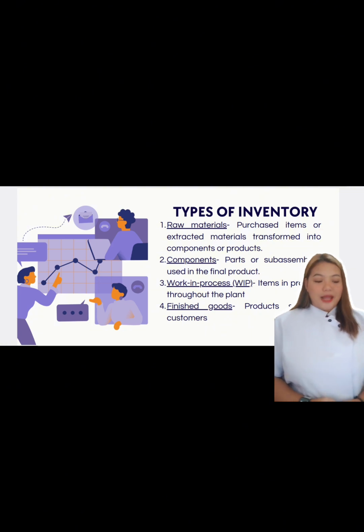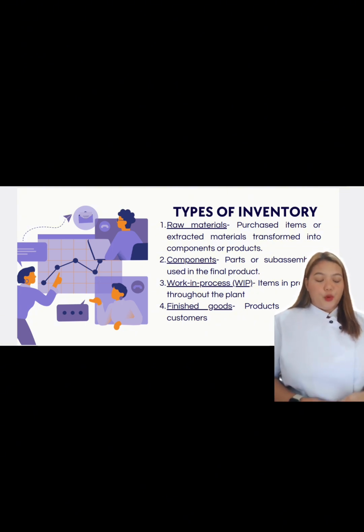So we have types of inventory. Number one is raw materials. It is the purchased items or extracted materials transformed into components or product. So pag sinabi nating raw materials, ito yung mga bagay na ginagamit natin sa pagbuo ng isang produkto.